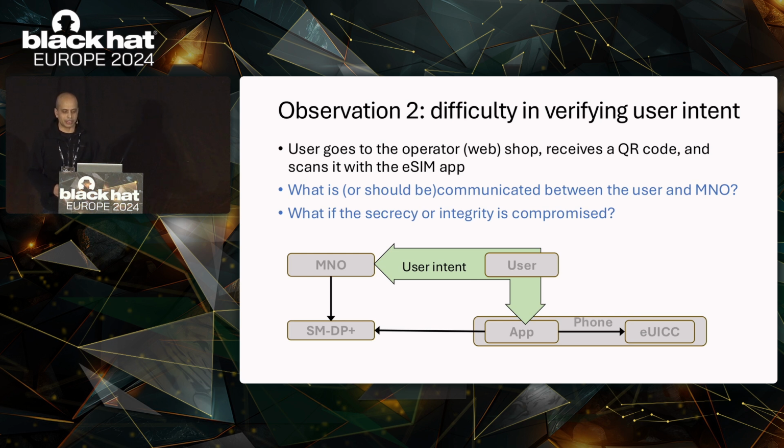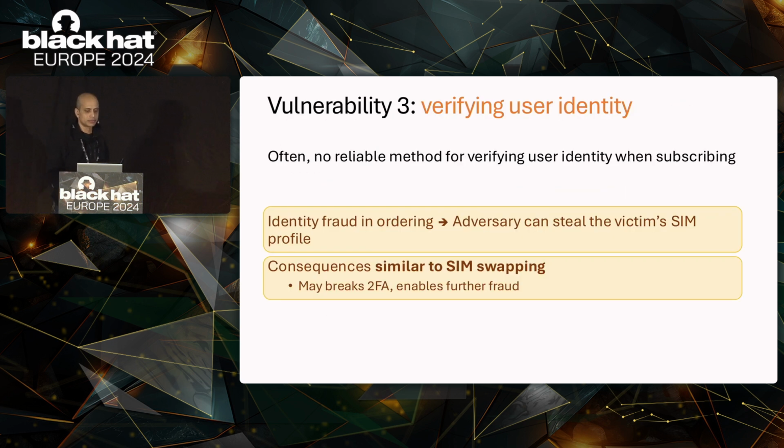Now in eSIM there are two steps. One is that you have one UICC to which you are downloading a SIM profile, and then there is also an intent that I want to actually download a profile. So what can happen if these things are compromised? The first thing is, if there is no reliable method of identifying user identity when someone buys a subscription, the attacker can perform identity fraud. At that point, the attacker can steal the victim's SIM profile.